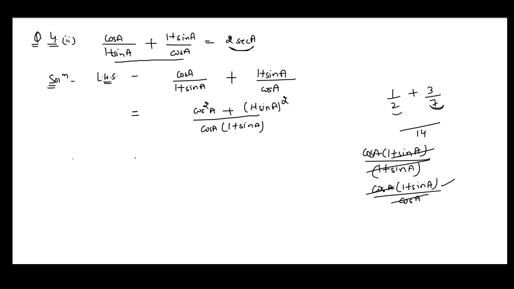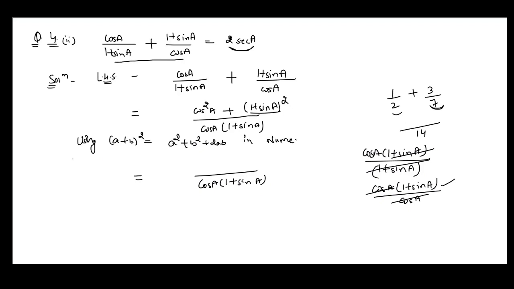See, we can clearly see the denominator can't be solved further. So writing the denominator as it is, cos A times 1 plus sin A. In the numerator, you can clearly see a plus b whole square, right? So using the identity a plus b whole square equals a square plus b square plus 2ab in the numerator, where your a is 1 and b is sin A.